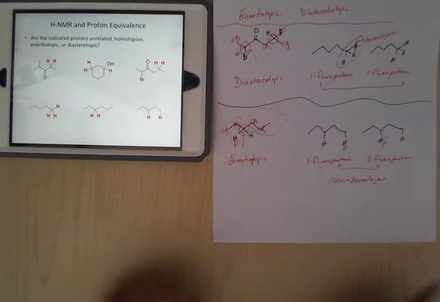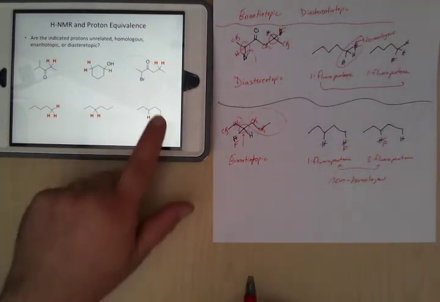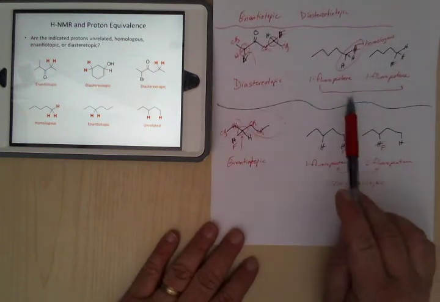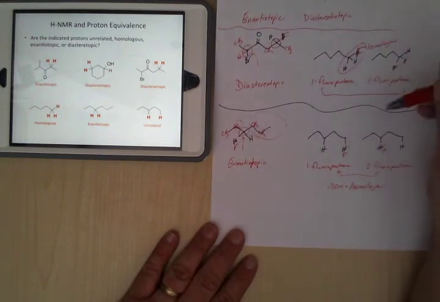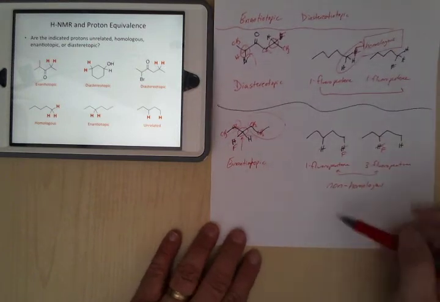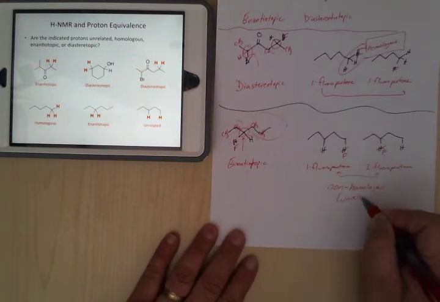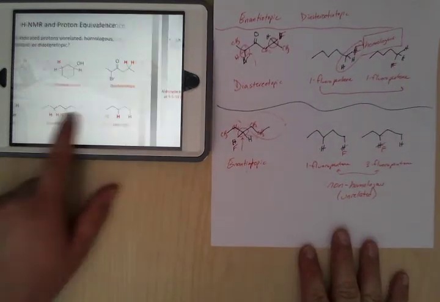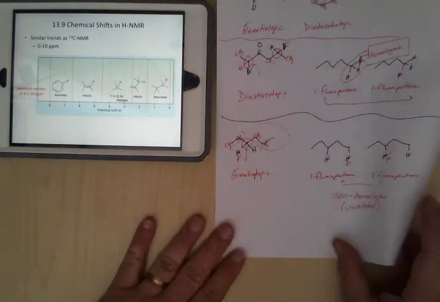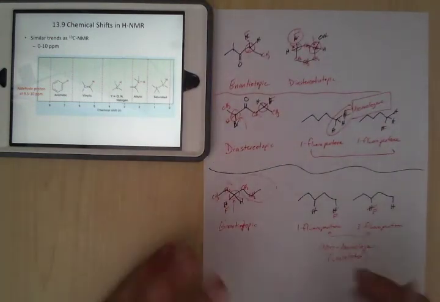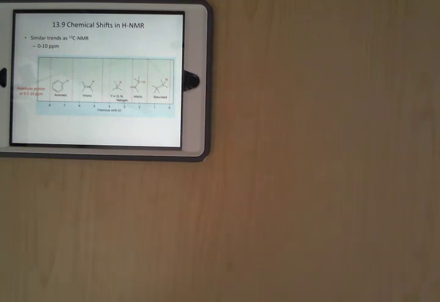Again, do some practice. It's not a huge deal, but this would be: enantiotopic, diastereotopic, homologous; enantiotopic, unrelated. There we go. Okay, back to the regular NMR. This is just showing you how the hydrogens could be related. Okay, back to the chemical shifts.